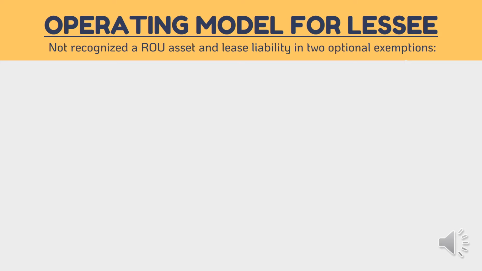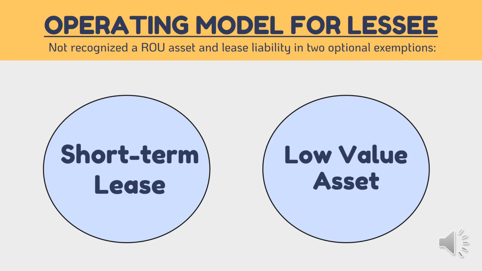Pero pwede rin namang maging operating lease using these two optional exceptions: short-term lease and low-value lease. Take note, a lessee may or may not apply the operating lease accounting if the lease is short-term or if the underlying asset is low-value. It is their choice. Pero kapag si lessee, yung short-term lease or yung low-value asset niya is classified as an operating lease, ang mangyayari doon is he or she must recognize the lease payments as an expense on either a straight-line basis over the lease term or another systematic basis.